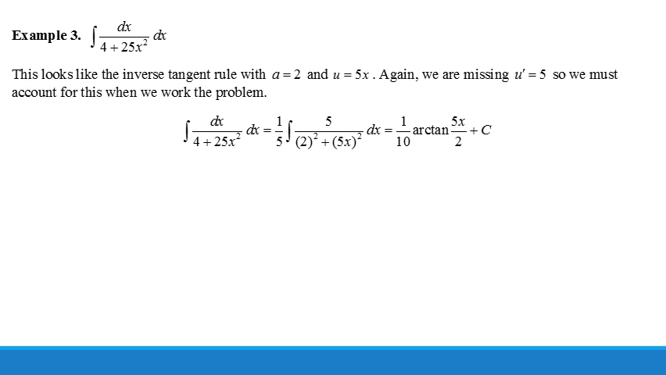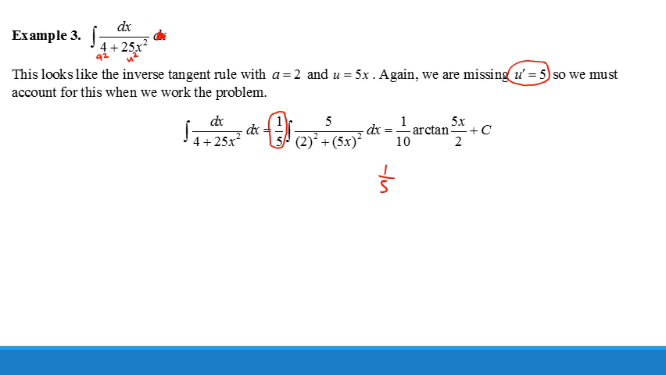Okay, example 3 is similar, so we actually have too many dx's there, so let's cross that one out. We don't need that one. This looks like the inverse tangent rule with a equals 4, because remember this is a squared, and u is equal to 5x, because remember this part would be our u squared. Okay, again, we're missing the 5 from the problem. So we're missing u prime is equal to 5, and so we have to account for that when we work the problem by putting this 1/5 in there so that we get the correct answer. Okay, so our answer is going to be 1/5.